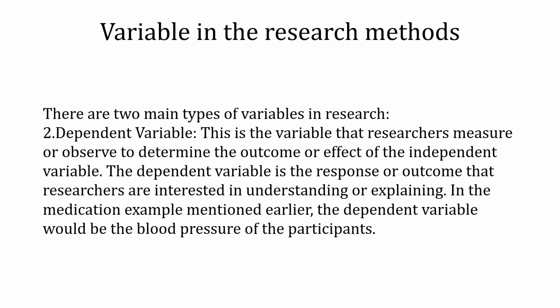The other main type of variable is dependent variable, which is a variable that researchers will measure or observe to determine the outcome or effect of the independent variable. Let's consider a research study that aims to investigate the effect of a specific prenatal intervention on the birth weight of an infant. In this case, the dependent variable would be the birth weight of the infant. It is the outcome or the result that is expected to be influenced by the independent variable, which in this case would be prenatal intervention of any form.